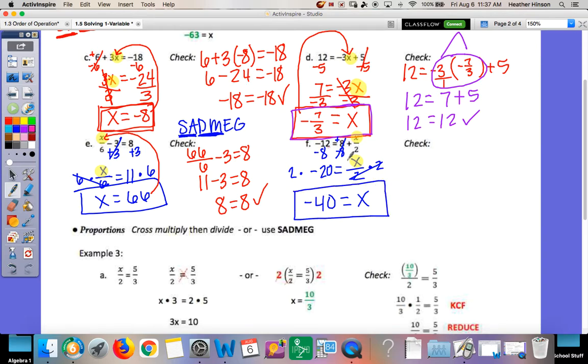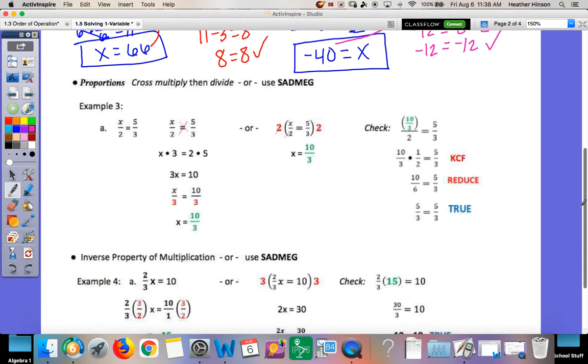If I want to check it, I'm going to plug it back in. And then order of operations. This group, this fraction, that's your division. So negative 40 divided by 2 is negative 20. This positive negative, that's going to be a negative. And then 8 minus 20 is negative 12. Does negative 12 equal negative 12? Yes.